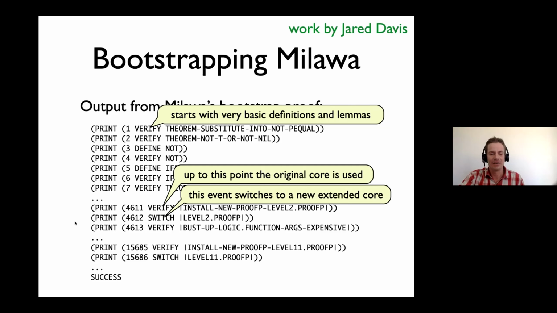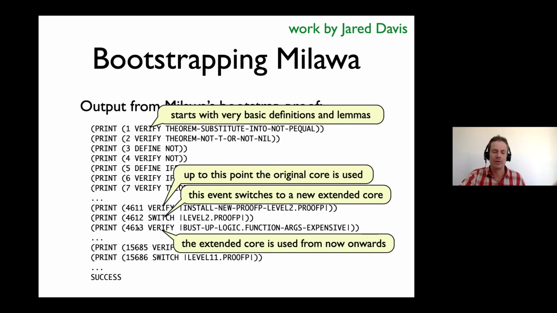And I always think of this as someone essentially inspecting a new brain and saying, okay, this brain is good. And then the switch is when you suddenly take out your brain and put in the new, better one, and you're still functioning. And then from then onwards, once this switch command has run, the new proof checker is used, and there are many of these switch events happening along the Bootstrap.